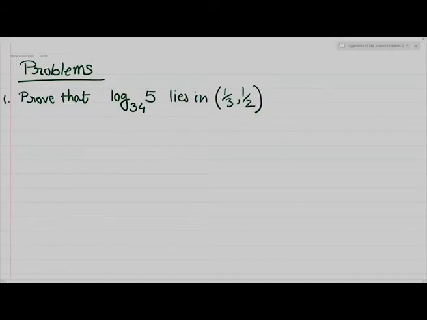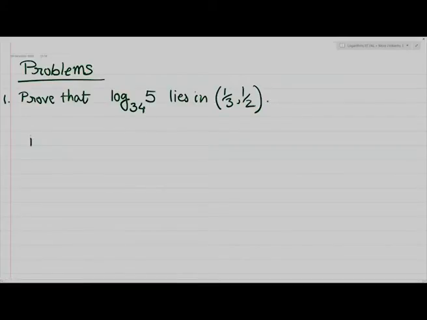So the first problem is: prove that log to the base 34 of 5 lies in the open interval 1 by 3 to 1 by 2. Okay, this is the question. Now how will you approach this question? First we will write it mathematically.